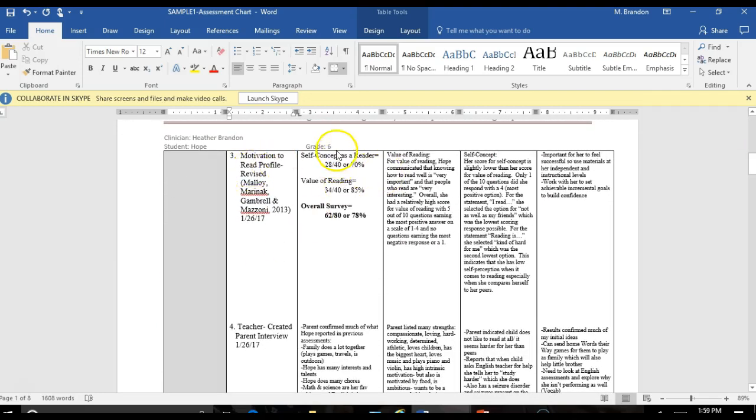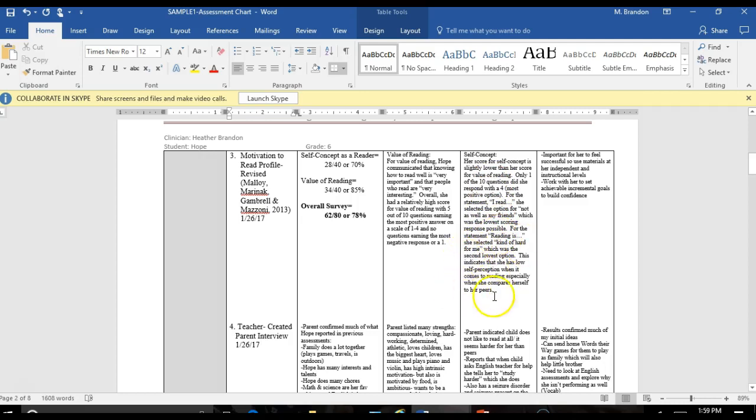MRP, here is the quantitative data. We see self-concept is lower than value of reading, which impacted the overall. So strength is the value of reading. I indicated questions she gave 4s, and then over here for self-concept, only one of the 10 questions did she give a 4. So I'm bringing in more of the specifics about how the student responded.